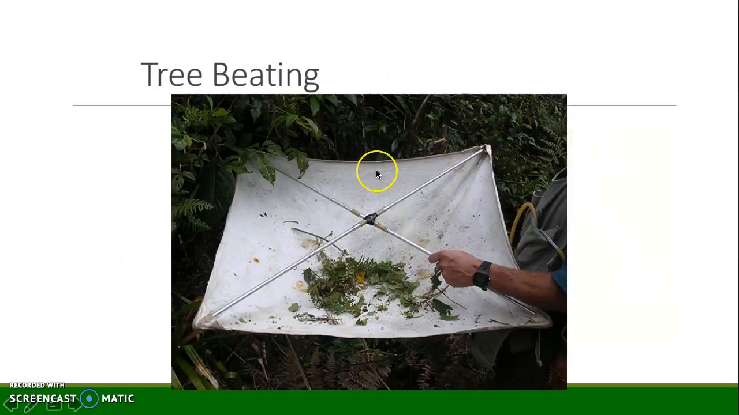This is just an image of someone who's doing the tree beating. So he's got this net, essentially, or a piece of fabric to capture whatever's falling out of the tree. And of course, you can imagine if you're hitting a tree with a stick, you're going to get some leaves and some twigs in there as well.